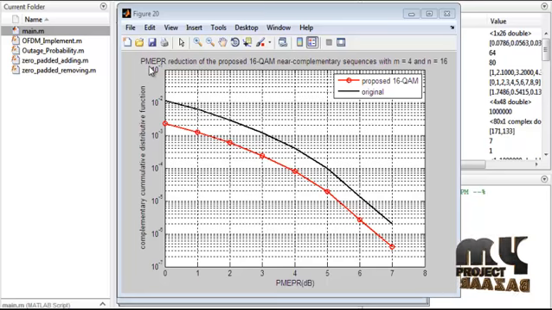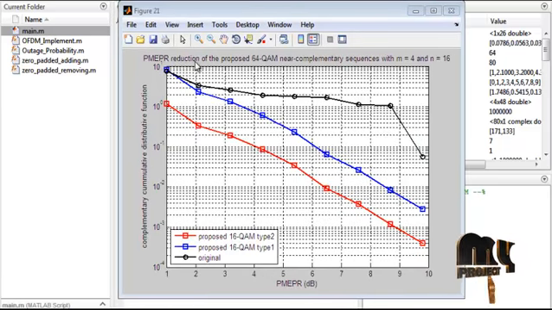In this figure, this is the PMEPR reduction of the proposed 16 QAM near complementary sequences with MS equal to 4 and NS equal to 16. MS equal to 4 is the number of bits per symbol, and NS equal to 16 is the 16 QAM. The red line denotes the proposed 16 QAM and this is the original OFDM block. The x-axis is PMEPR in dB and the y-axis is the complementary cumulative distribution function. This figure describes the PMEPR reduction of the proposed 16 QAM near complementary sequences with MS equal to 4 and NS equal to 16.